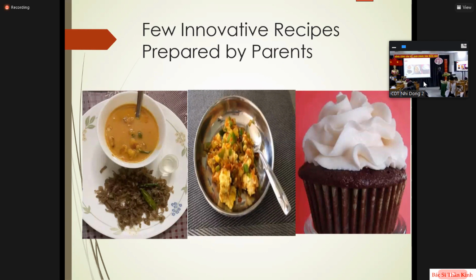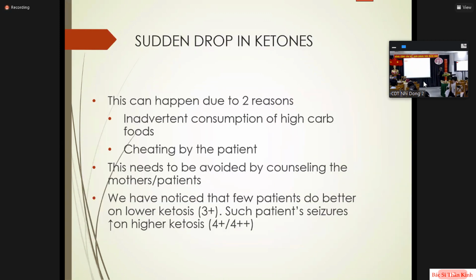So then there are these innovative recipes. Now you can see this beautiful recipe. Now, any child would love to eat that, right? So you have a lot of mothers who make these innovative recipes, and then we give it to the others too.